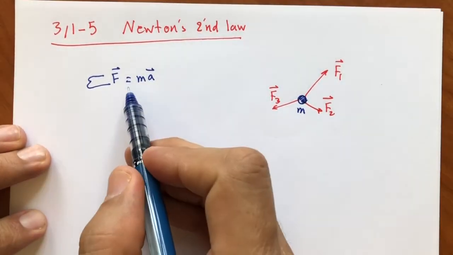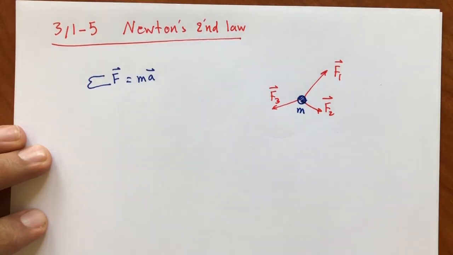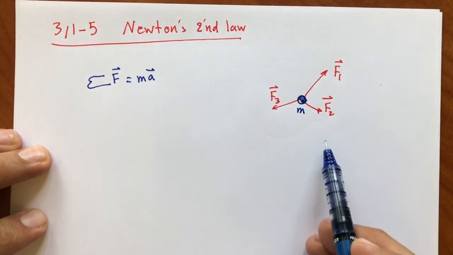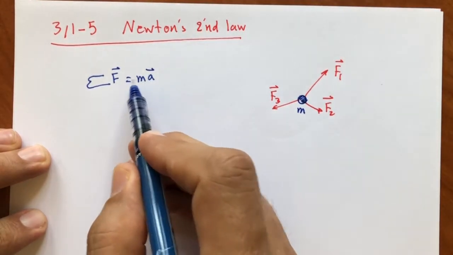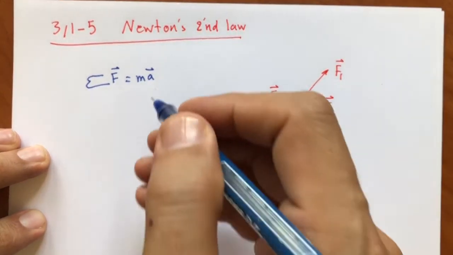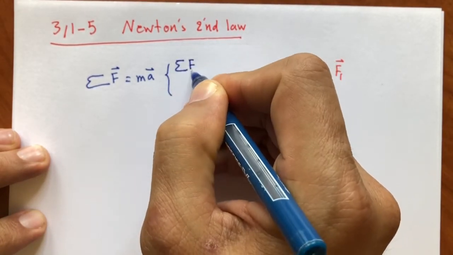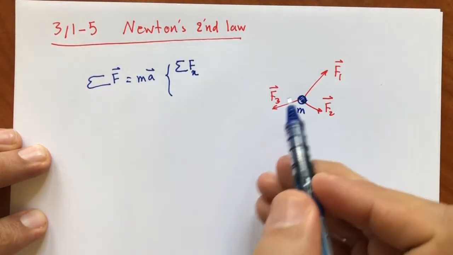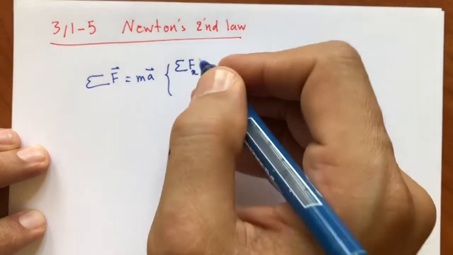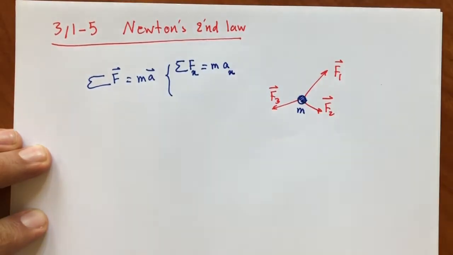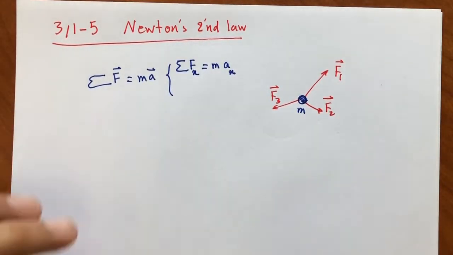And you should note that this is a vector equation. It means you can write this equation in any direction you want. You can split this into x and y directions, for example, and write the sum of the forces in the x direction. The components of all the forces in the x direction, if you add them together, is going to be equal to mass times acceleration in the x direction, or the x component of the acceleration.